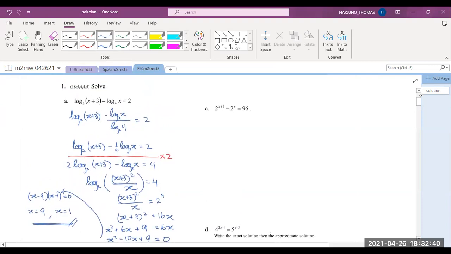Part C, 2 to the x plus 2 minus 2 to the x equals 96. I think I showed you this before somewhere, or maybe in the other class. So I basically break the 2 to the x plus 2 into 2 squared times 2 to the x. And then you see we have common factor 2 to the x. Now 2 squared minus 1, that's 3. Divided by 3, that's 32, which is 2 to the 5th. So x equals 5.